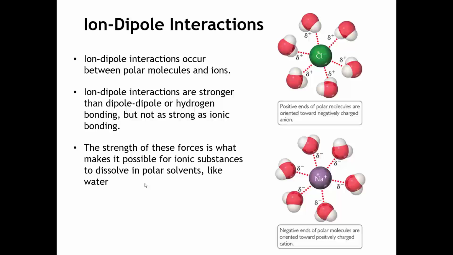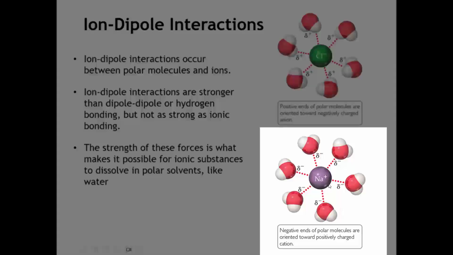The last kind of intermolecular force I want to talk about is called an ion-dipole interaction. We saw that dipole-dipole interactions, the positive end of one molecule with the negative end of another, are reasonably strong. And then we saw hydrogen bonding could be even stronger, a kind of super dipole-dipole interaction. What about if we had a dipole and then a true ion, like sodium or chlorine? Then we get something we call an ion-dipole interaction.